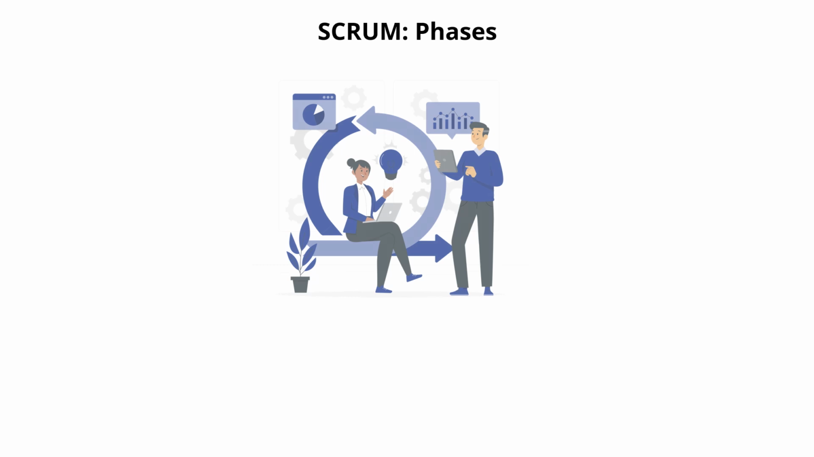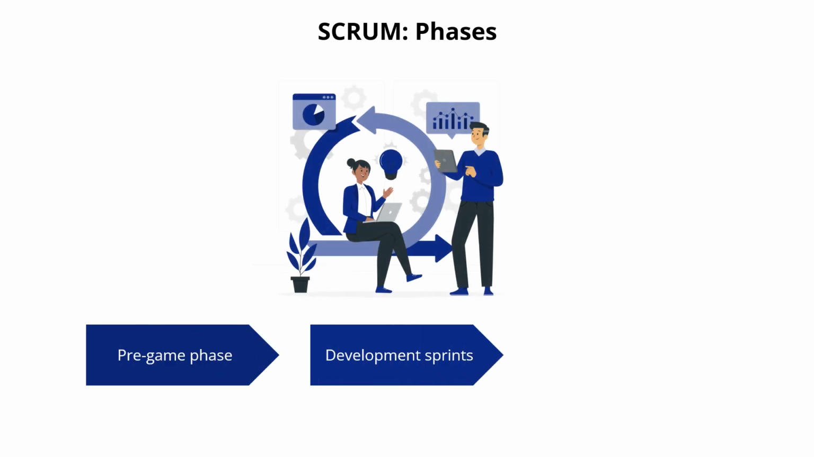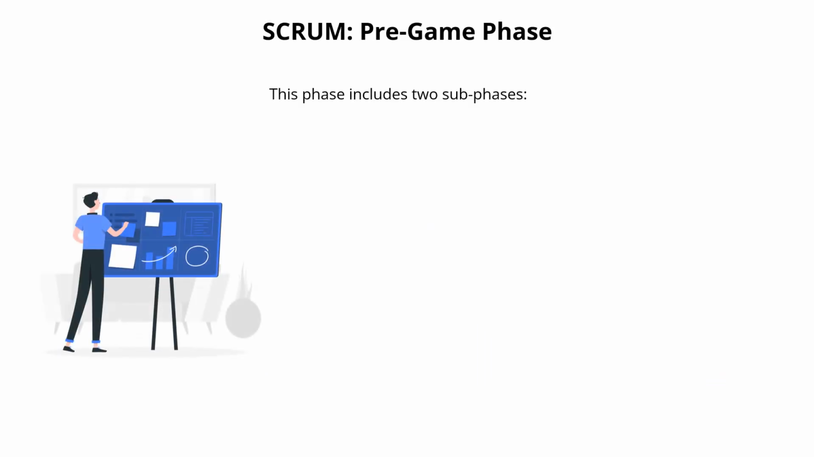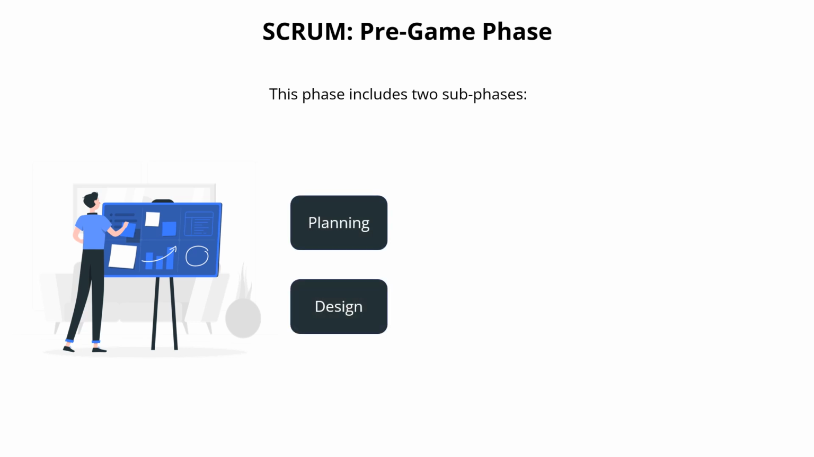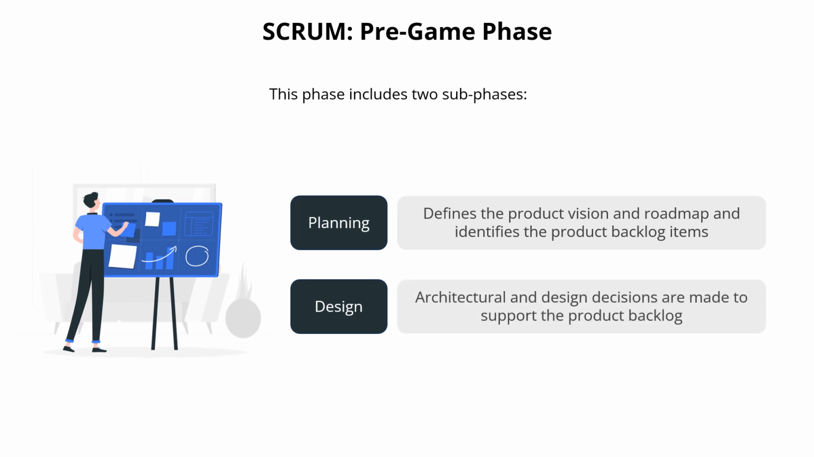The various phases of Scrum include the pre-game phase, development sprints, and the post-game phase. The pre-game phase includes two sub-phases, the planning phase and the design phase. The planning phase defines the product vision and roadmap and identifies the product backlog items. In the design phase, architectural and design decisions are made to support the product backlog.